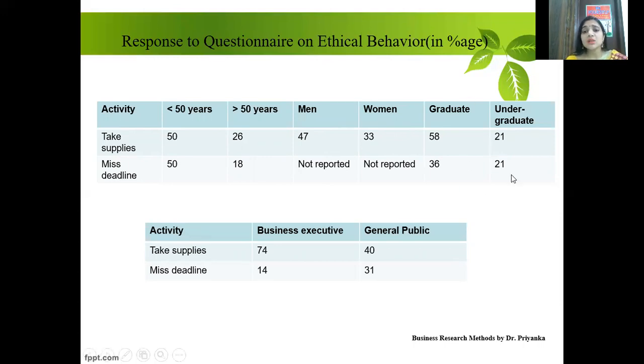Then in case of education, graduate or undergraduate, this would be the comparison. Then in case of business executive or general people, this might be the comparison. So this way you will be comparing things so as to know how people behave, how there can be a difference between a graduate and an undergraduate person, and how there can be a difference between business executive and general public. Like this you can differentiate by just looking at the table.